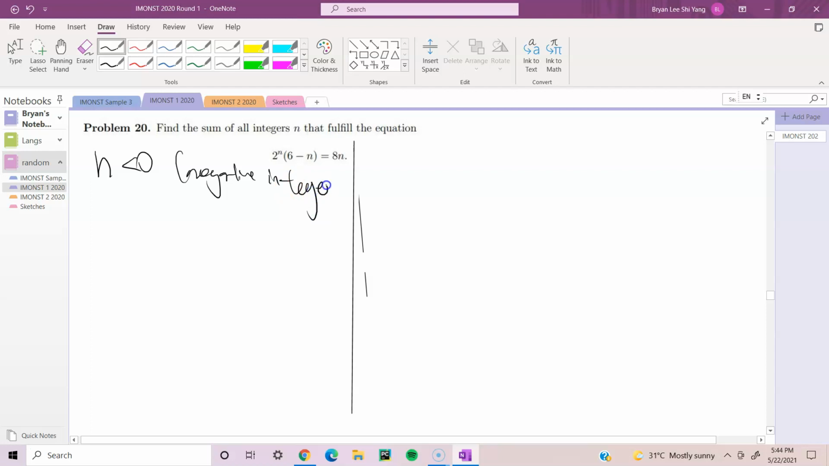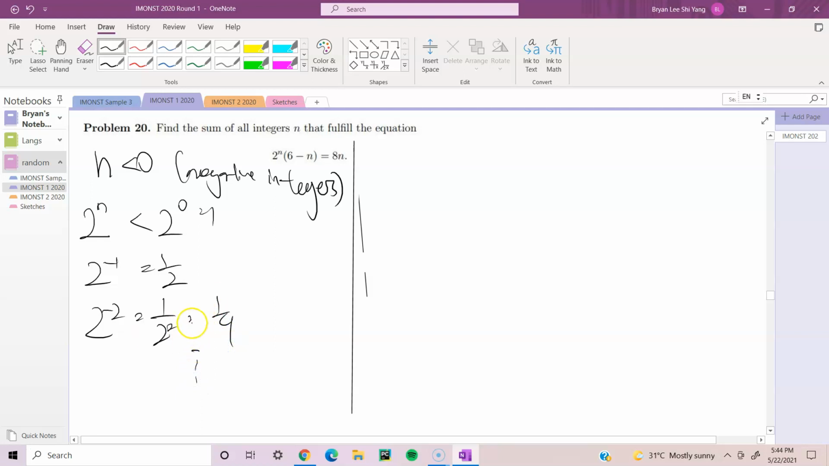Negative integers. Right. So for negative integers, we would have 2 to the power of n is smaller than 2 to the power of 0, which is 1. For example, 2 to the power of negative 1 is 1 over 2, 2 to the power of negative 2 is 1 over 2 squared, which is 1 over 4, and so on. As you can see, no matter the power, 2 to the power of n will never be smaller than or equal to 0. So 2 to the power of n is always larger than 0.